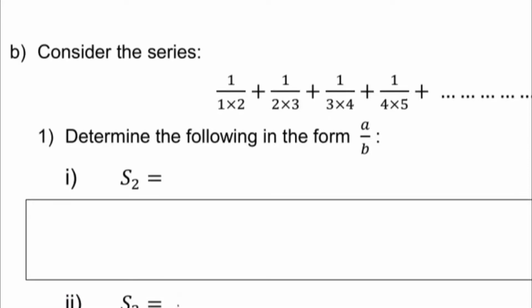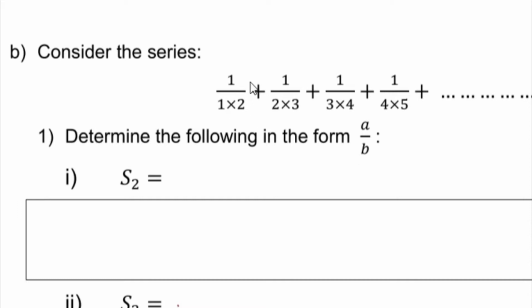This question here says consider the series: 1 over 1 times 2, plus 1 over 2 times 3, plus 1 over 3 times 4, plus 1 over 4 times 5. Determine the following in the form of A over B.